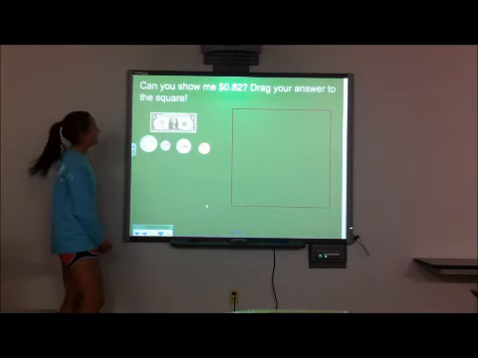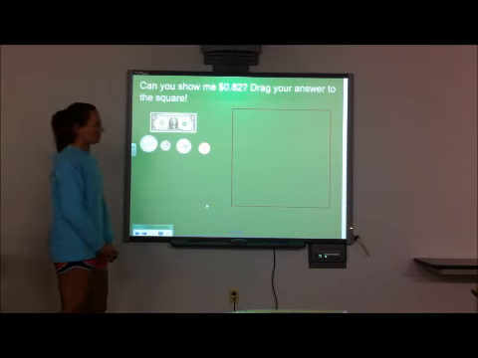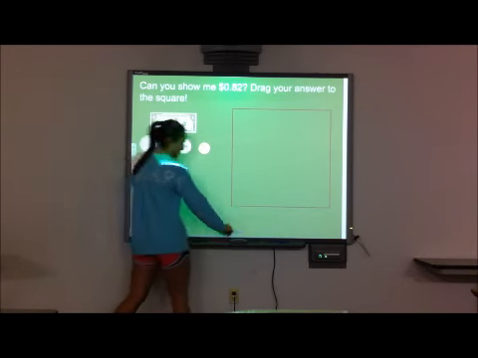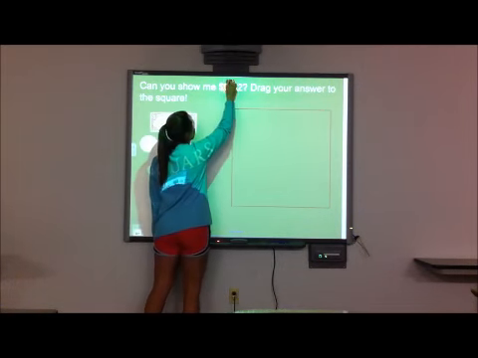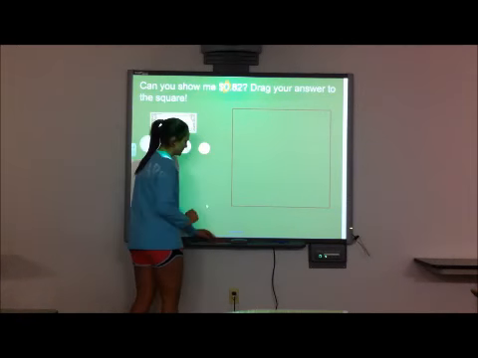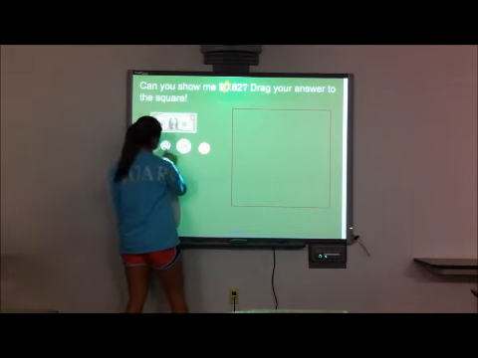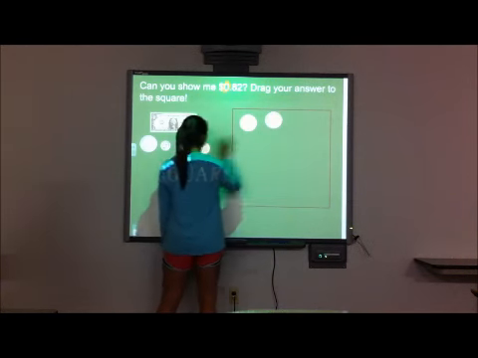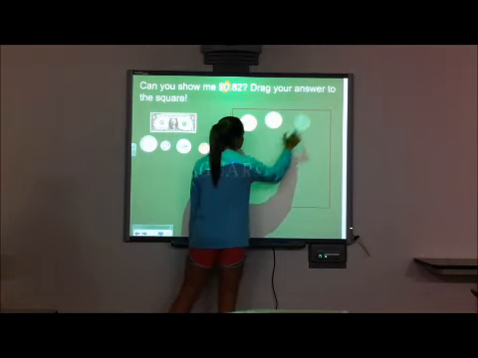For this activity, we're going to show 82 cents. So 82 cents, we look up here. There is a zero, so we do not use a whole dollar, but we're going to use cent. So we're going to need 82 pieces. 25, 50, 75.